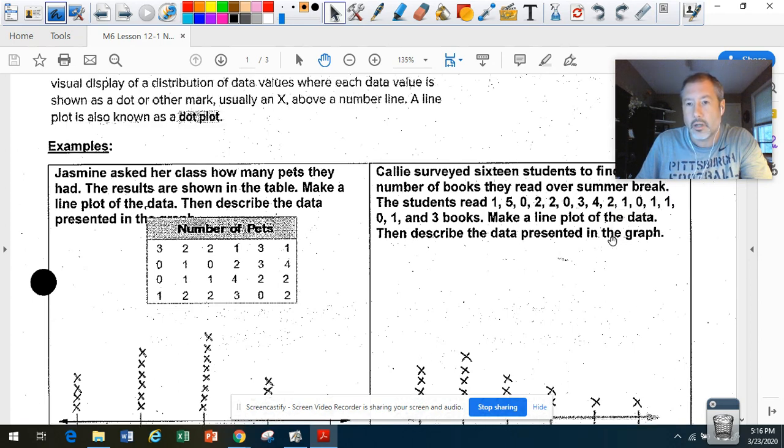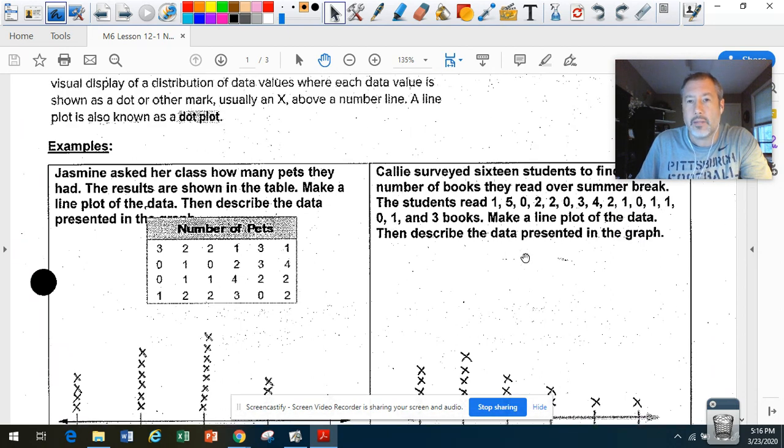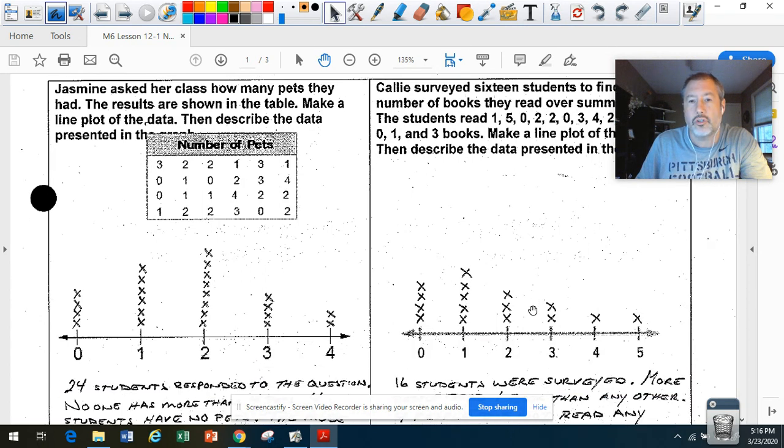1, 2, 3, and 4 zeros there. So we're good to go there. Let's look at the number 1. How many people read one book? We have 1, 2, 3, 4, 5. We have 5 students who read one book.